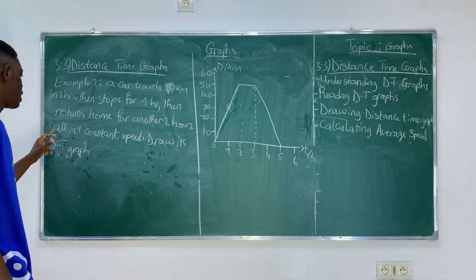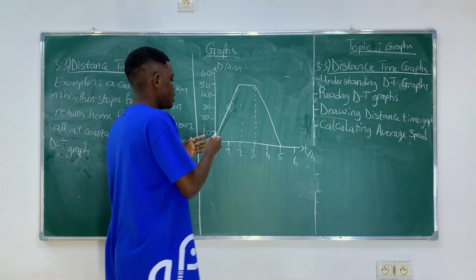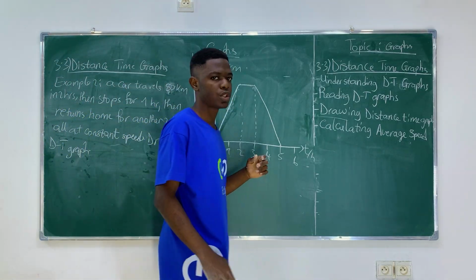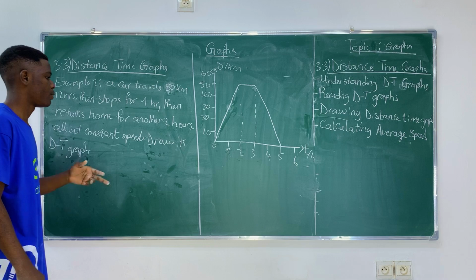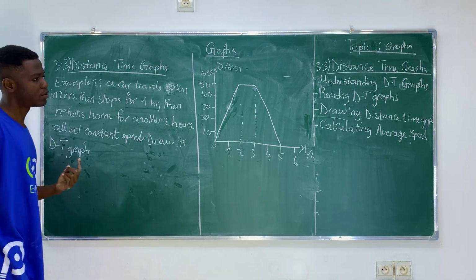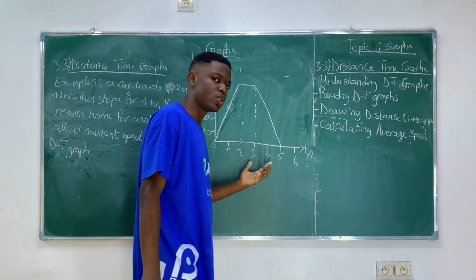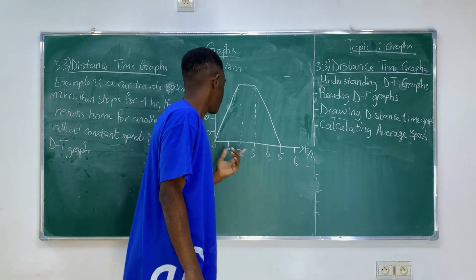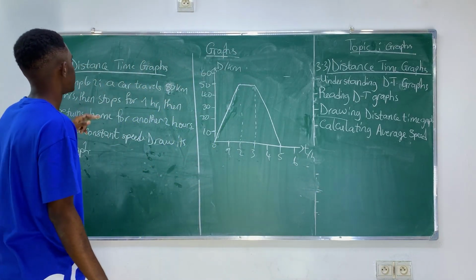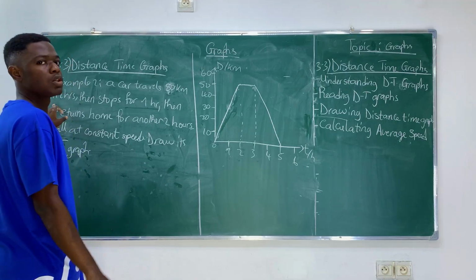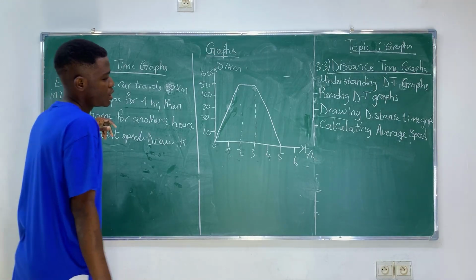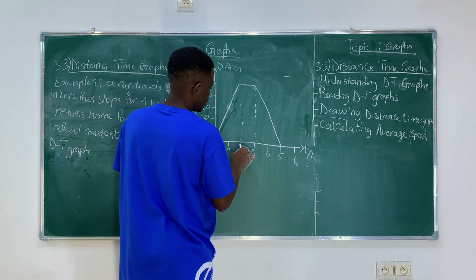That is called at all constant speeds. Constant speed means the line must be straight. You see, just like that, we are done drawing the distance time graph. Let's check it and see. The question says a car travels 50 kilometers in 2 hours. So let's check. For the first 2 hours, we traveled.